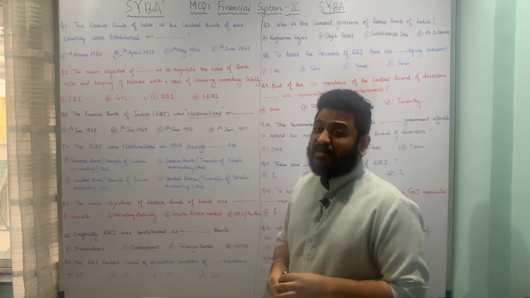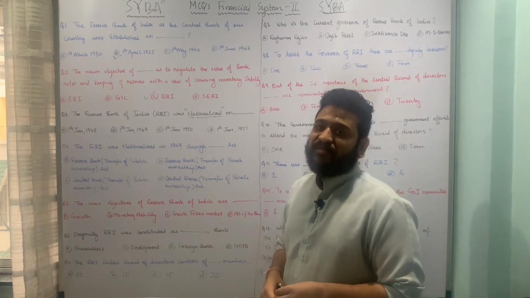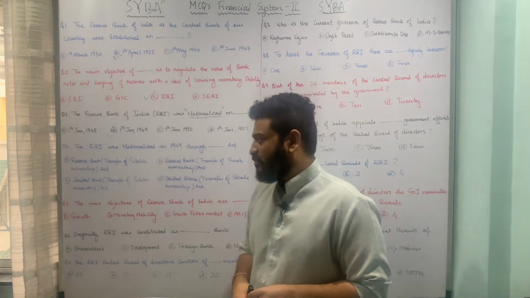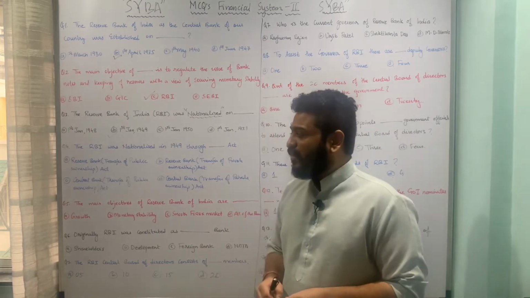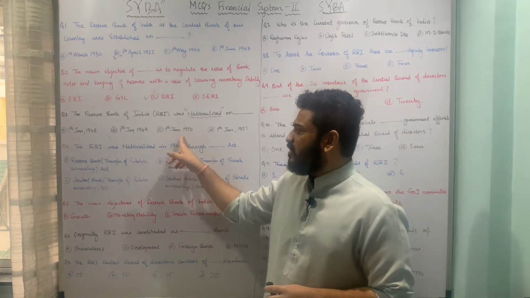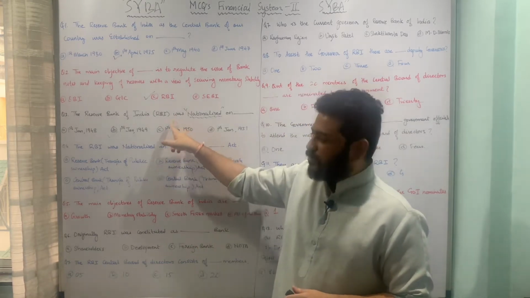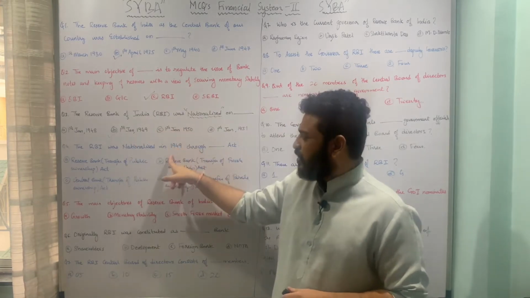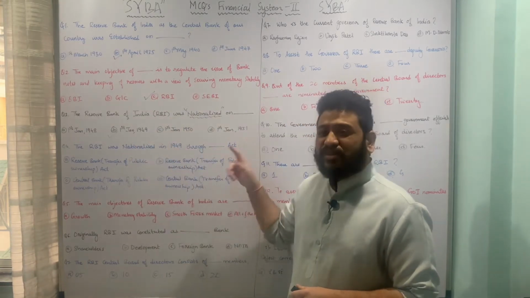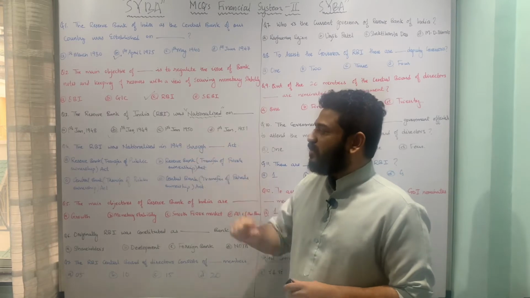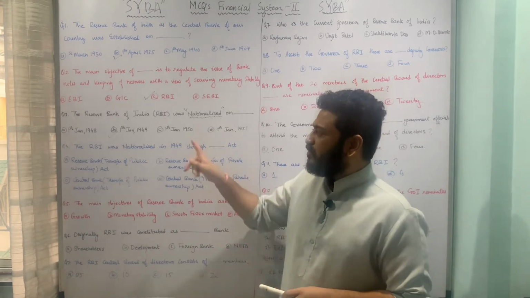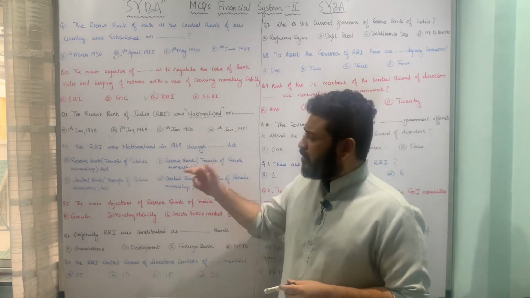The next is talking about the act through which the Reserve Bank of India was nationalized, and the question is in this fashion: the Reserve Bank of India was nationalized in the year 1949, as we have seen in the previous question, 1st of January 1949, through dash act. Which act was used to nationalize the Reserve Bank of India on 1st of January 1949? Let us look at the underlying options.